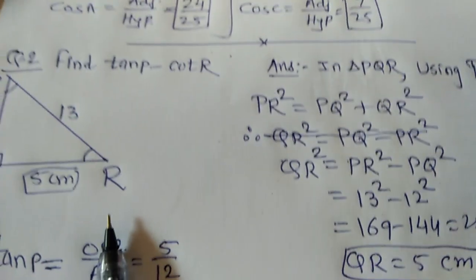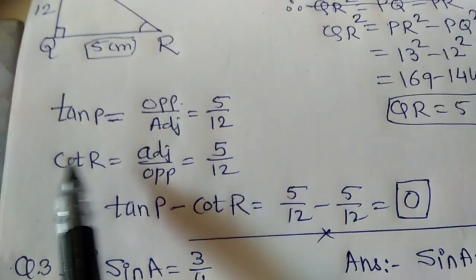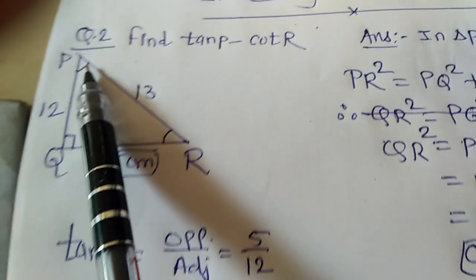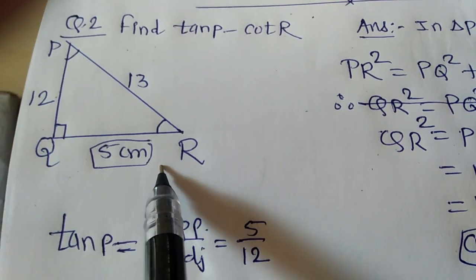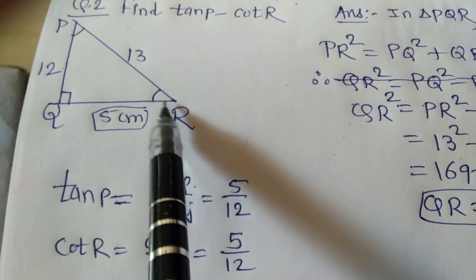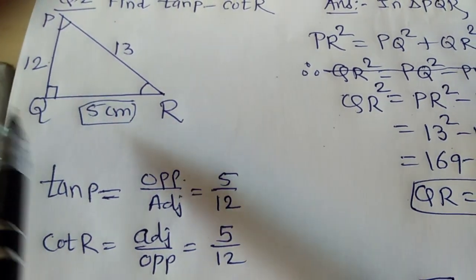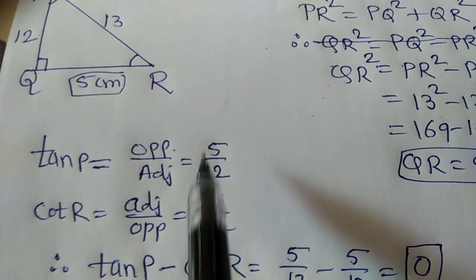What is given in the question? Tan P minus cot R. Tan P is opposite upon adjacent. This is the angle P. For finding the tan, we require opposite upon adjacent, means 5 by 12. We want cot R. This is the angle R. What is the definition of cot? Adjacent upon opposite. Then 5 by 12. Both ratios are equal.